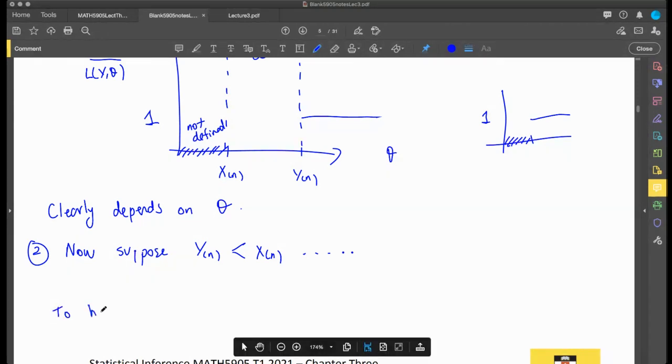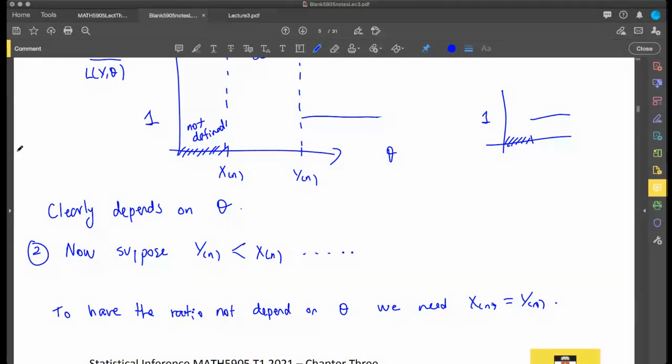And so the conclusion is that to have the ratio not depend on theta, we need the maximal of my x observations to be equal to the maximal of my y observations. And so, as I claimed at the start, the maximal of the observations is my minimal sufficient statistic, as we found out using the factorization criterion.